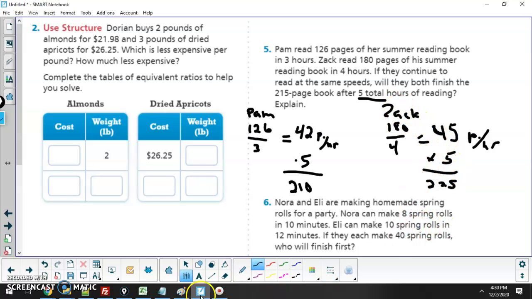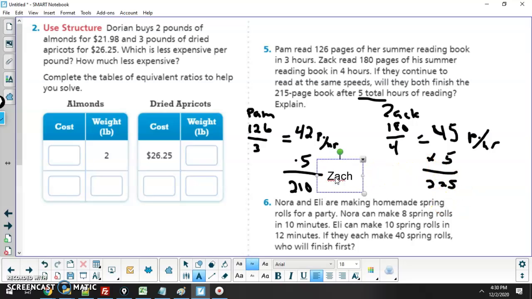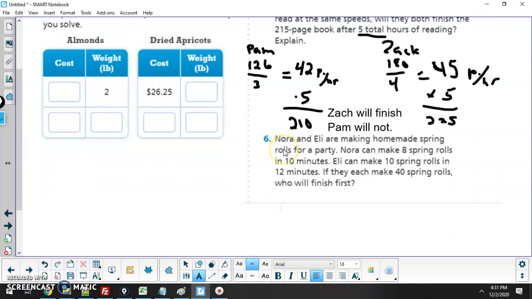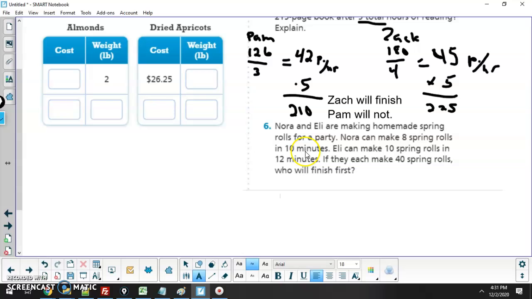So to conclude this question, you should write a little explanation. Zach will finish. Pam will not. You can see Zach will get done with 10 pages to spare. All right. Okay, question 6.